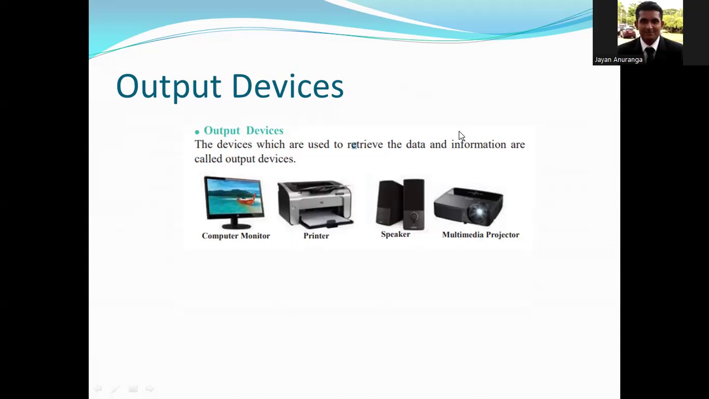That can be in a communication shop, or in a shop. We can get a bill from an ATM machine. A bus conductor also keeps a printer machine. Those are output devices. Then with a speaker we can hear sound, and a multimedia projector is also considered an output device.